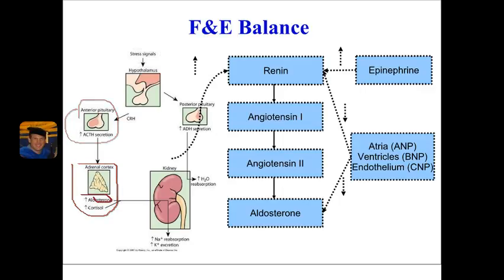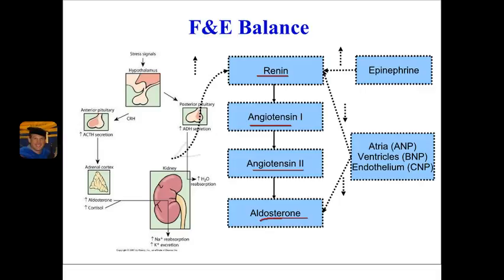Now, aldosterone is going to cause the kidney to absorb more sodium, thereby absorbing more water. So it's going to cause fluid and sodium retention. At the same time, when you have the hypothalamus being stimulated, it's going to stimulate the posterior pituitary to secrete ADH. ADH, in return, is going to tell your body to hold on to water, but allow sodium to be excreted.